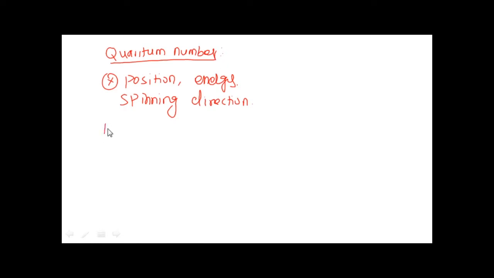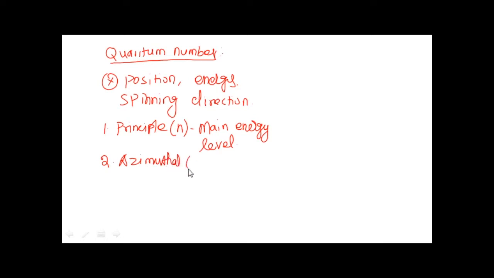There are 4 types of quantum numbers. One is the principal quantum number, represented by the letter n. What is the principal quantum number? It mainly describes the energy level. The second one, azimuthal quantum number, is represented by the letter L. It describes the shape of the orbital.